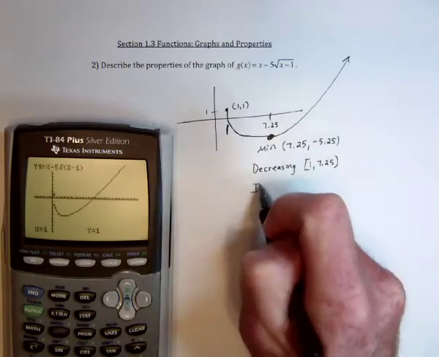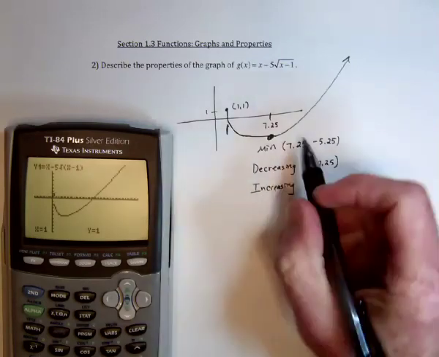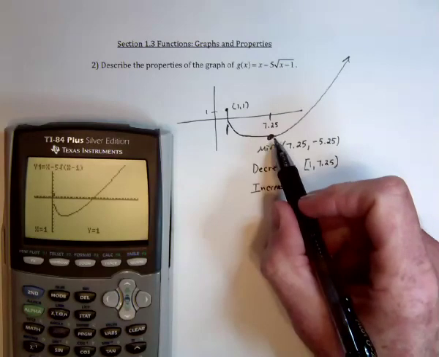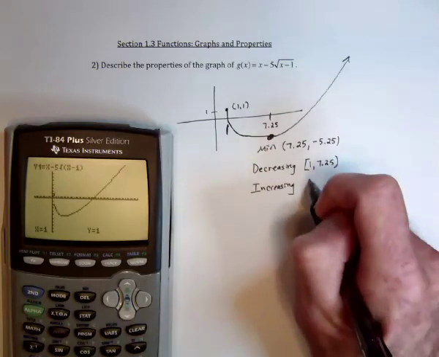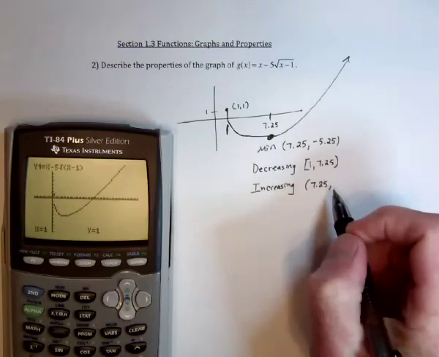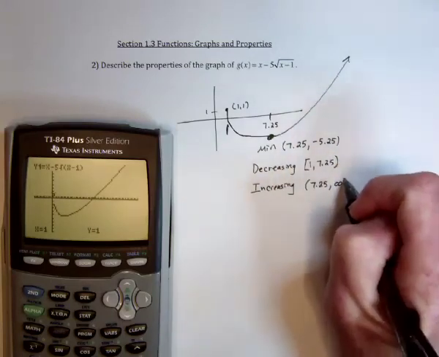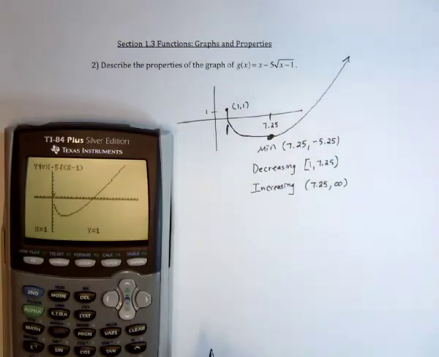And then, where is it increasing? Well, that's this right-hand side. So from 7.25, and again, not exactly equal to it, but as close as you want, so use a round parenthesis, and then forever, to infinity. And there's a description of the graph.